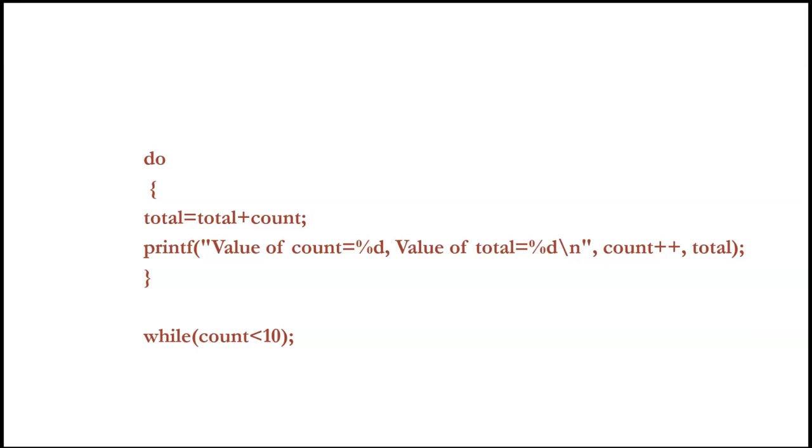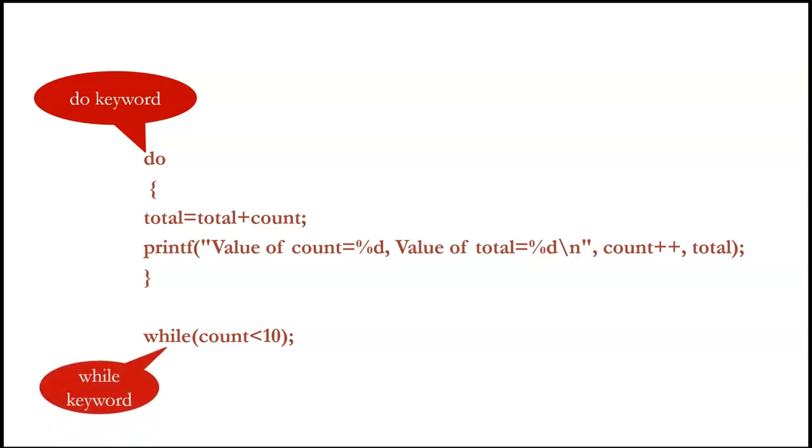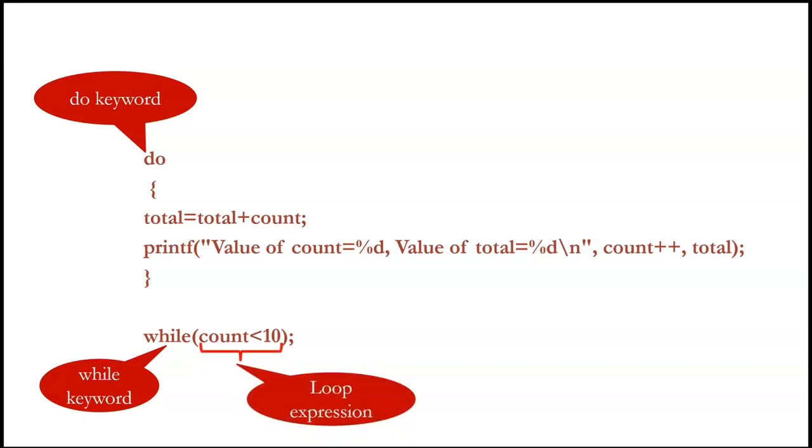Now let me explain to you the structure of the do-while loop. As you can see, we have this do keyword. Next we have the while keyword, and the while keyword is followed by parenthesis, and inside the parenthesis we have the loop expression. And as you can see, the do-while loop ends with a semicolon.